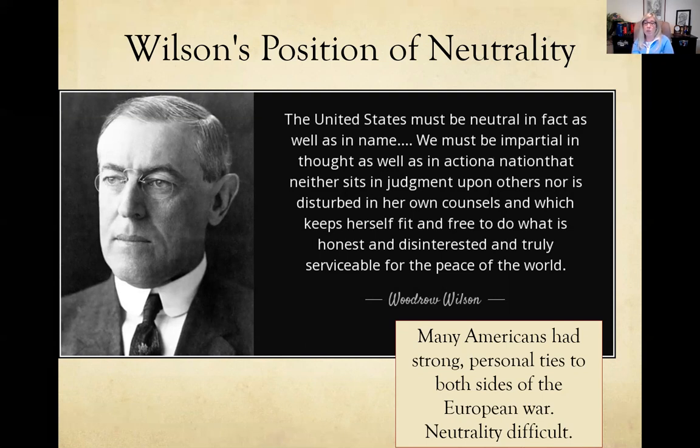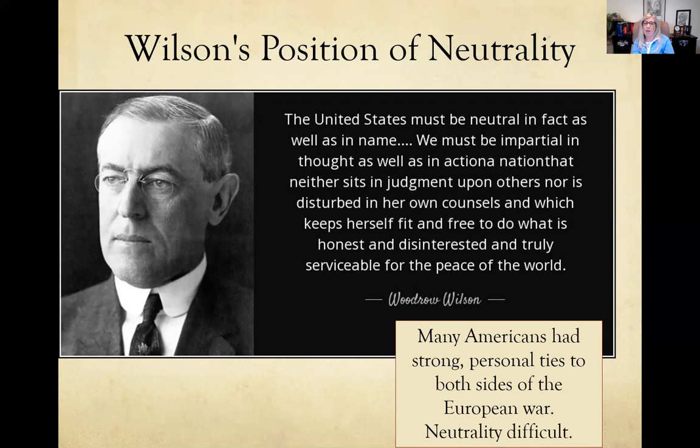The United States must be neutral in fact as well as in name. Meaning we truly cannot get involved. We can't just say that we're neutral, but we actually have to act as a neutral. We must be impartial in thought as well as in action. A nation that neither sits in judgment upon others, nor is disturbed in her own counsels, and which keeps herself fit and free to do what is honest and disinterested and truly serviceable for the peace of the world.